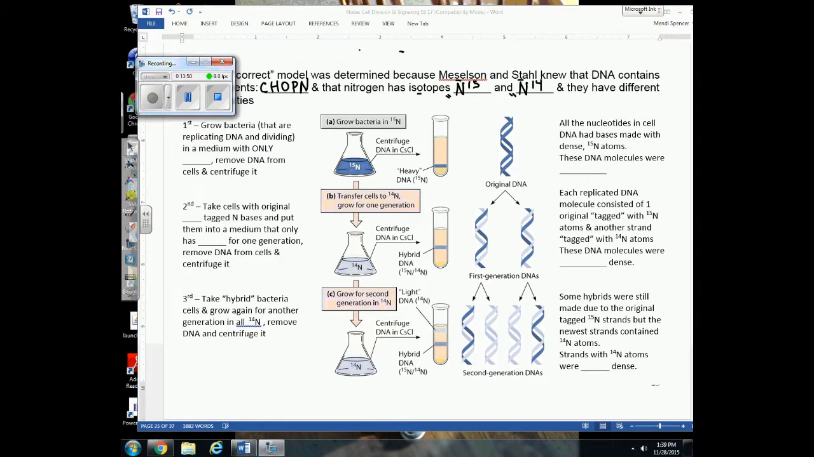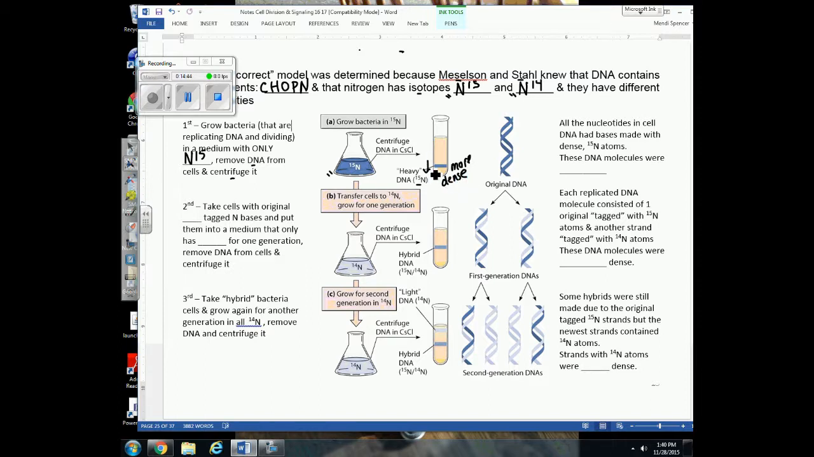So here's how they started this experiment. They started growing bacteria in a medium that only had nitrogen 15 atoms in it. So if these cells are copying DNA, making new molecules of DNA, then all that DNA is going to have is those nitrogen 15 atoms. We can remove that DNA from the cells, we can spin it in a centrifuge, and I'll show you one in class. And when we have molecules in a tube and we spin them, then these molecules will actually separate out into different columns. And the more dense molecules will go towards the bottom.